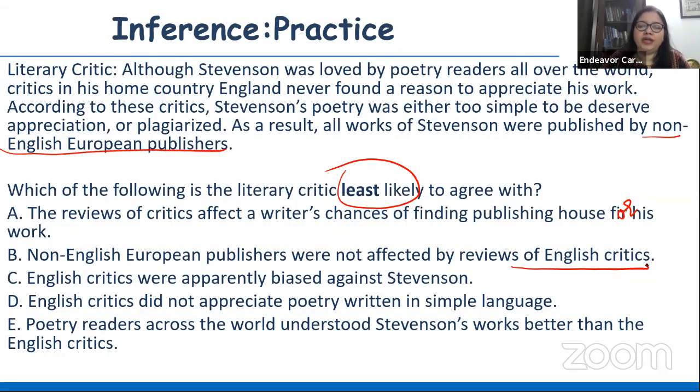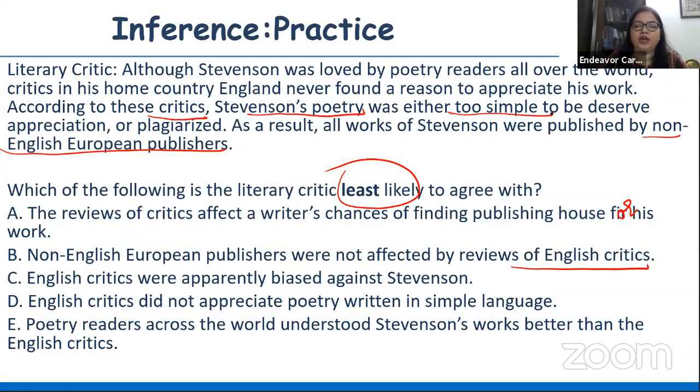English critics did not appreciate poetry written in simple language. English critics have explicitly said here, according to the critics, why did they reject Stevenson's poetry? Because it was too simple to deserve appreciation. So, will the critic agree with this idea? Yes, he will.